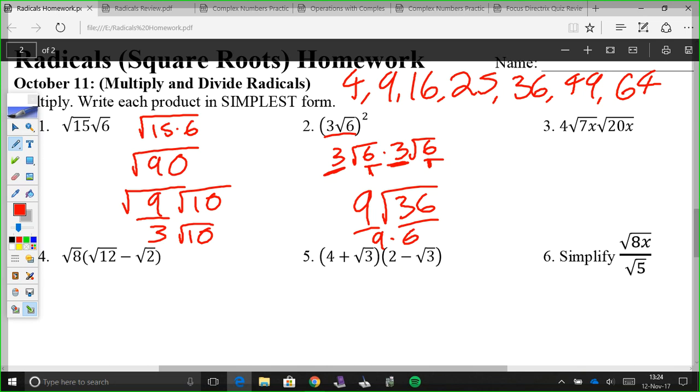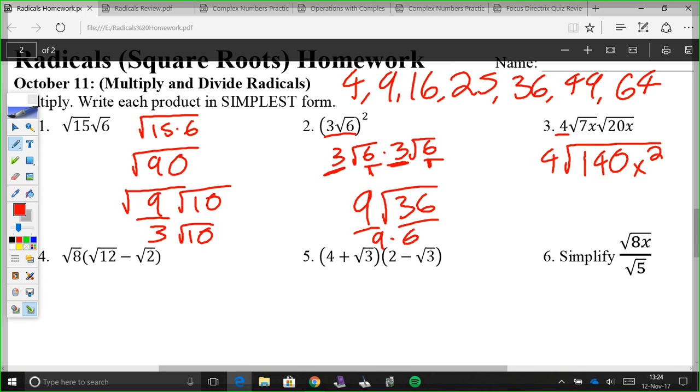And number 3, you do the same idea. Take what's inside the radicals and multiply them together. Take what's outside the radicals and multiply them together. Now, the only thing outside the radical is 4, so it doesn't really have anything to multiply with. But I can multiply my 7x and my 20x together since they're both inside the radical. So 7 times 20 would give me, I think, 140, and x and x would give me the x squared. So that's me multiplying them together.